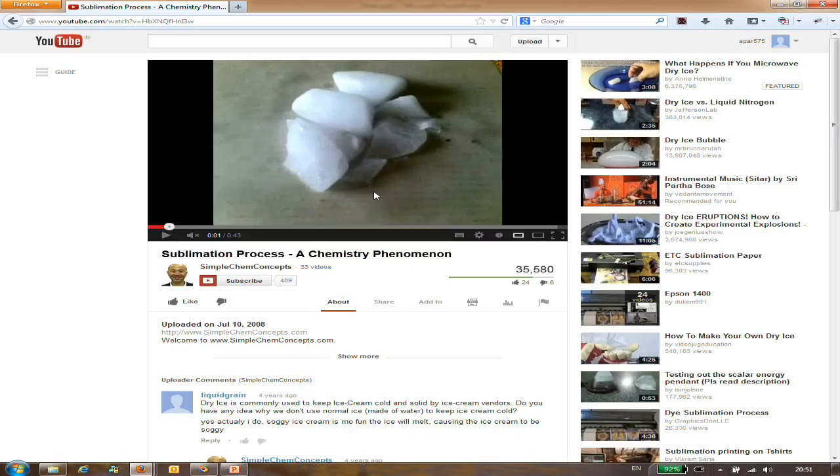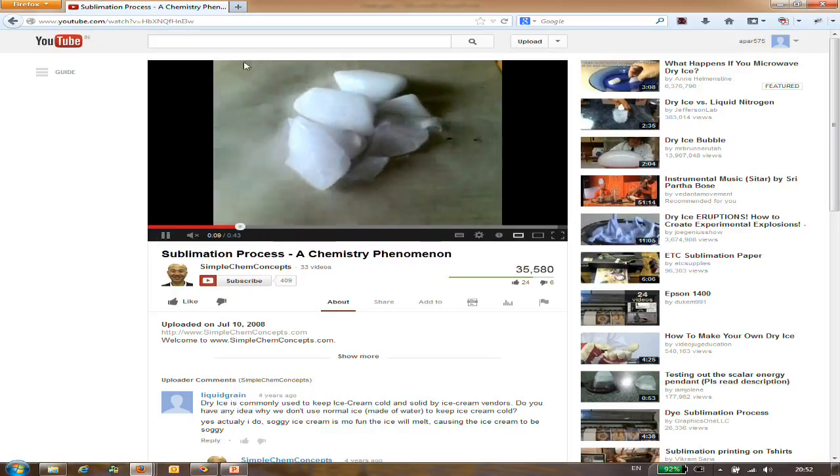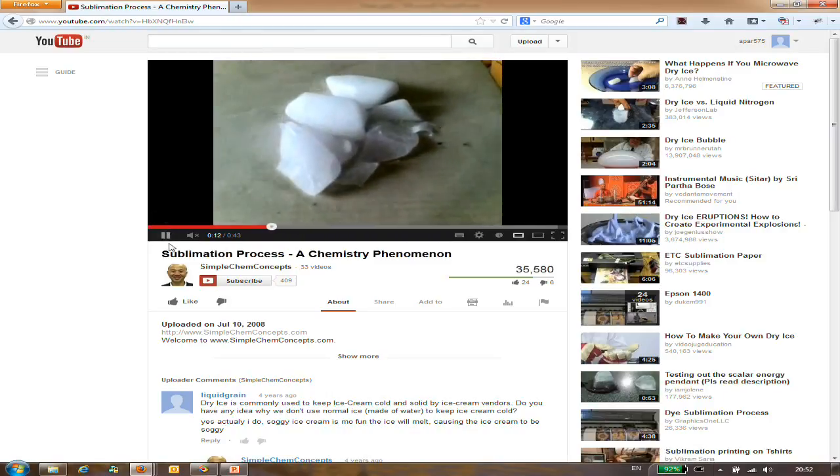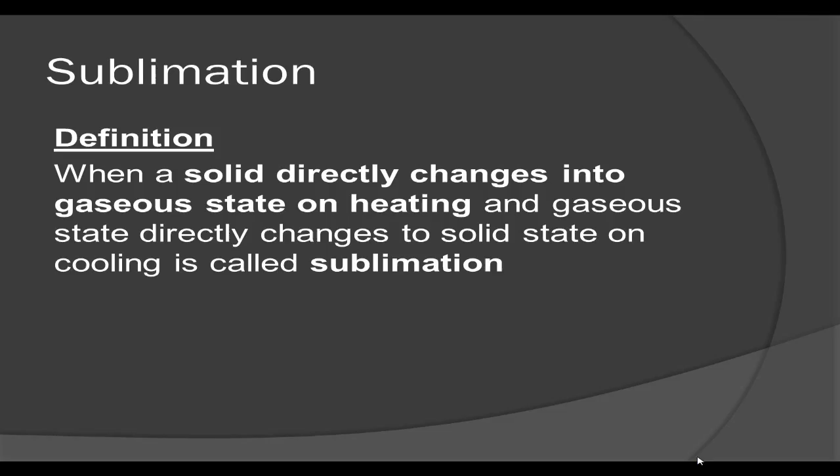Now, I just have put the dry ice in a plate and see what's happening to it. Don't you see some fumes around it? What is that? That is carbon dioxide in the gaseous state. So what is happening is the dry ice, which is in a solid state, is directly changing into its gaseous state. You can see the fumes around, and that's all the gaseous carbon dioxide. So this is sublimation. Sublimation is a process when a solid directly changes into gaseous state on heating, or gaseous state directly changes to solid state.